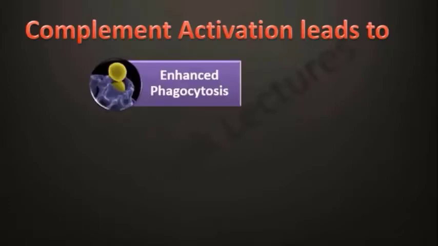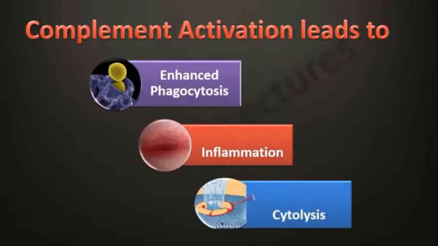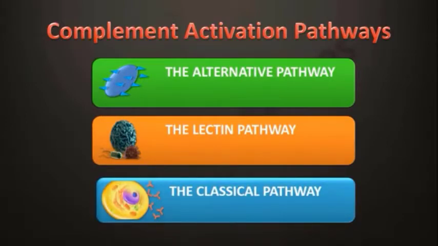Complement activation leads to three major consequences which help in eliminating the pathogen. These consequences are enhanced phagocytosis, inflammation, and cytolysis. We will study each of these consequences in detail later. There are three complement activation pathways, and these pathways differ in how they are initiated and which proteins are involved. So these pathways are the alternative pathway, the lectin pathway, and the classical pathway.